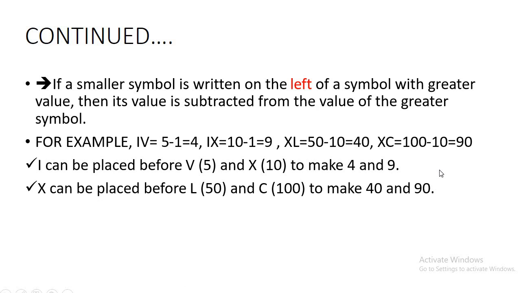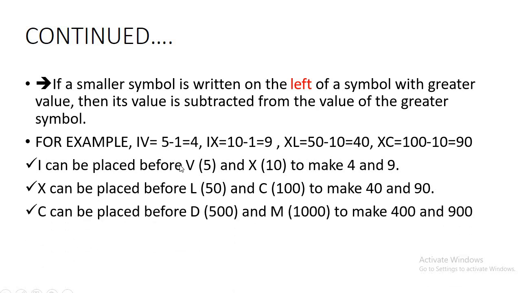So we have seen that I can be placed before V and X to give you 4 and 9, because we subtract 1 from 5 and 10. Similarly, X is placed before L and C to give 40 and 90, because L minus X, that means 50 minus 10, gives you 40 and 100 minus 10 gives you 90. Similarly, C can be placed before D and M to make 400 and 900. As we know that D is 500 and C is 100, so CD represents 400 and CM represents 900.